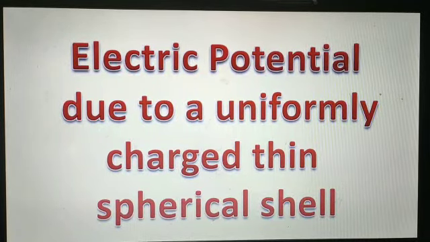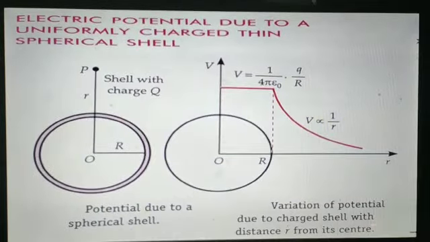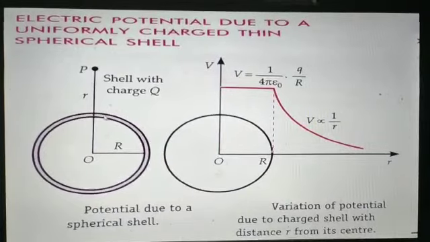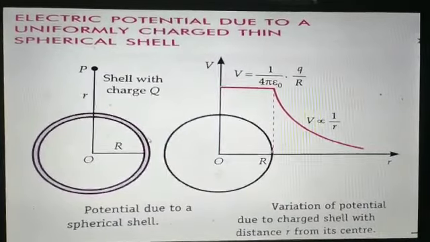Hello, in this video we are going to discuss electric potential at any point due to a uniformly charged thin spherical shell. By thin spherical shell you need to understand that it is hollow from inside and it is uniformly charged. So when we consider such a shell, suppose here in the diagram you can see, let this be the charged shell which is hollow from inside and it has a radius given by capital R.